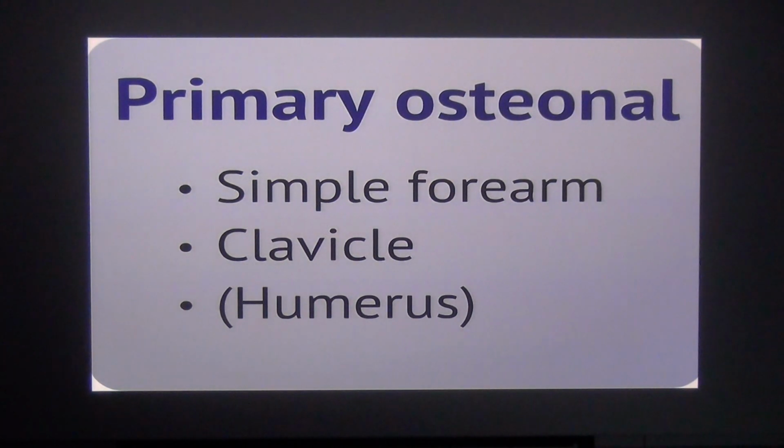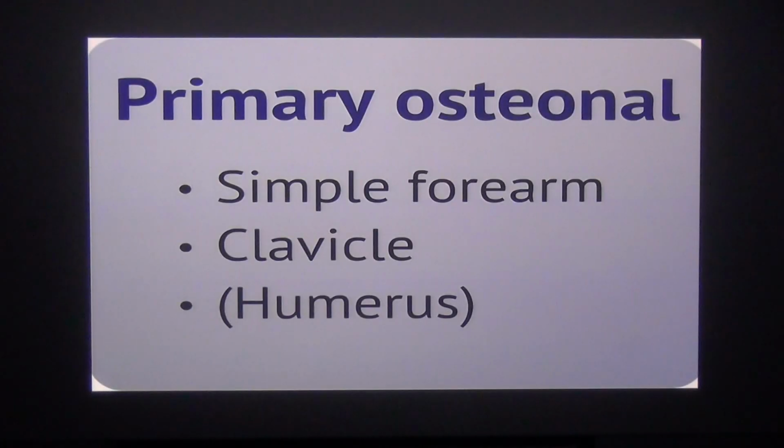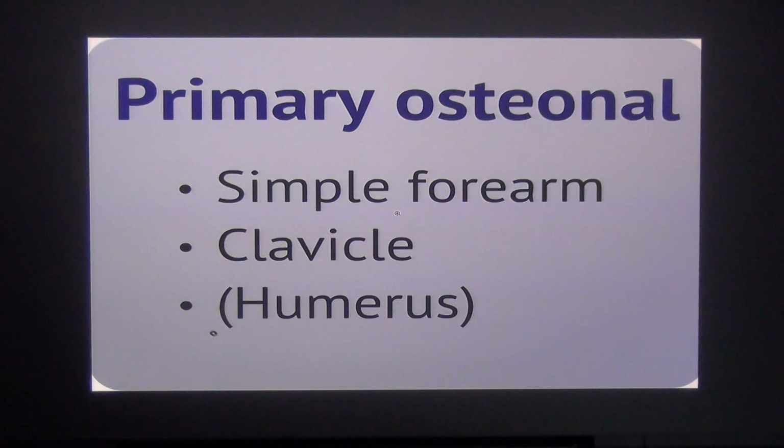So that's primary osteonal bone healing. It's got osteons, right? So that works for a simple forearm fracture. Yeah, that works nicely for that. It works nicely for a clavicle fracture if you anatomically reduce it. Also humerus, although with the humerus, it's actually quite difficult to get it absolutely perfectly anatomic, in the same way as a forearm, because it's just a much bigger bone.